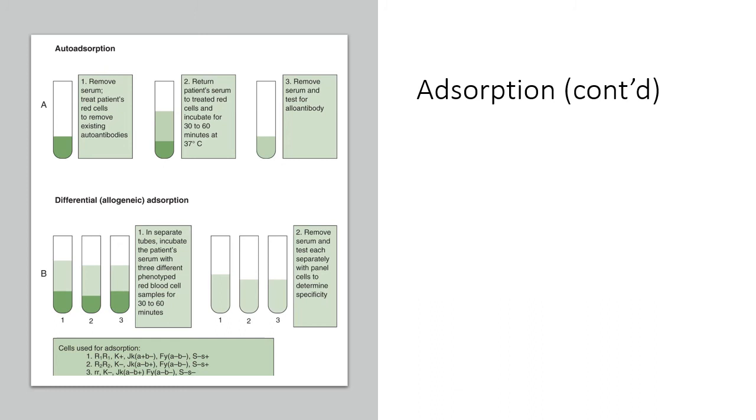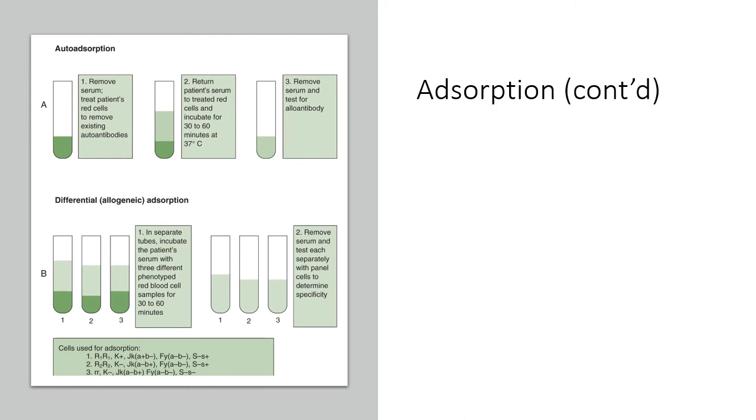Differential allogeneic absorption. In separate tubes, incubate the patient's serum with 3 different phenotype red blood cells. You do this when you think the person has more than one antibody. Then you remove the serum and test each separately with panel cells to determine specificity. Very time consuming, takes a lot of specimen. You have to have the patient redrawn for it.